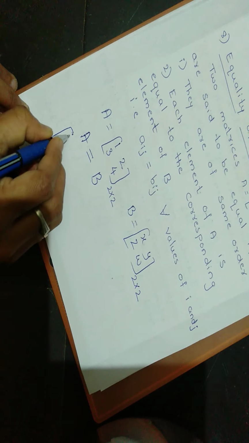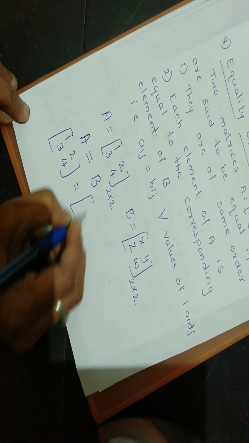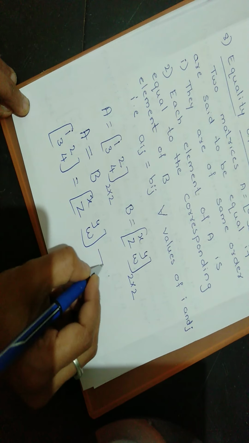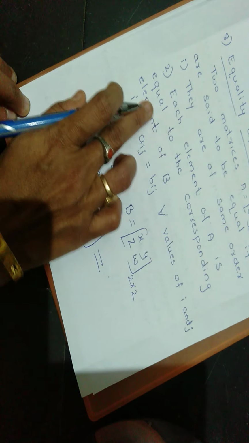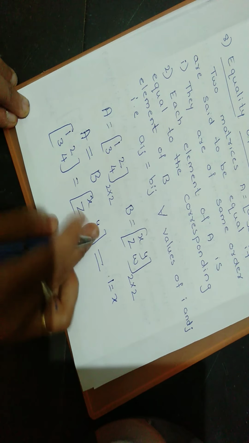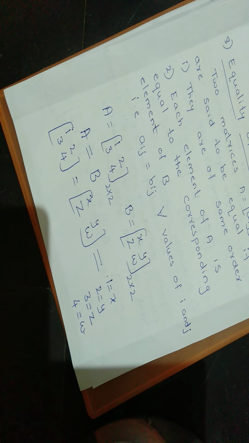So we have written the A matrix as 1 2 3 4, and B is equal to X Y Z W. Here both are of the same order. Each element of A is equal to the corresponding element of B. Corresponding element means 1 is equal to X, 2 is equal to Y, 3 is equal to Z, and 4 is equal to W. This is the equality of matrices.